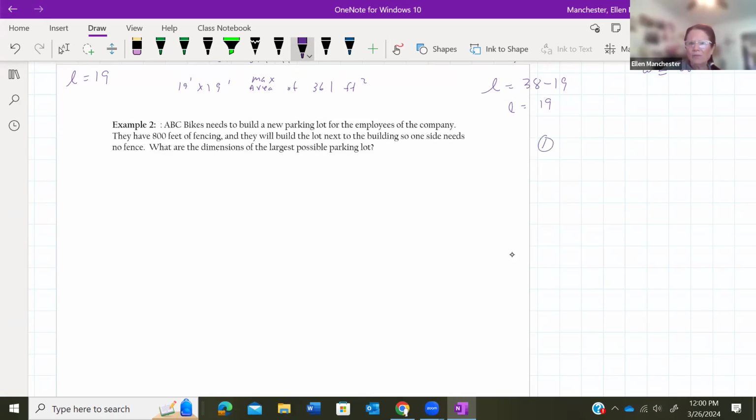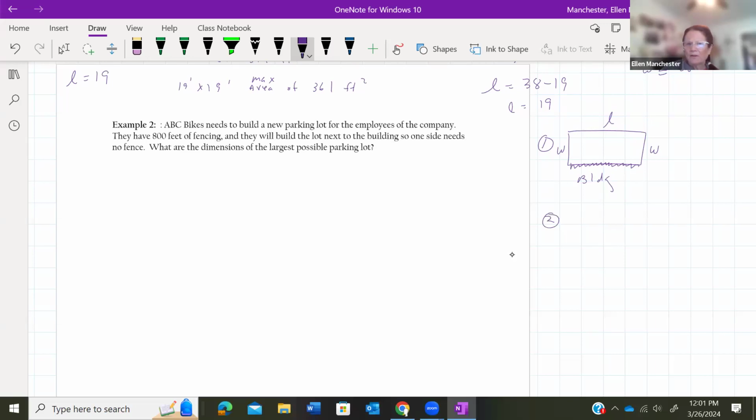Okay, so my first step is I'm going to draw the picture. So I have a rectangular parking lot, but they'll build the lot next to the building, so one side needs no fence. Well, logistically, the building should be right here, because that takes up one of the long sides. So I end up with a width, a length, and another width. So the width plus the length plus the width is going to equal my 800.